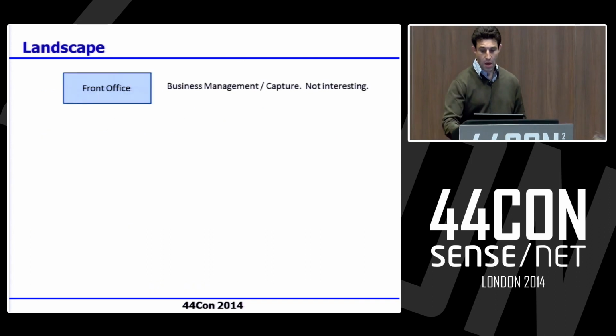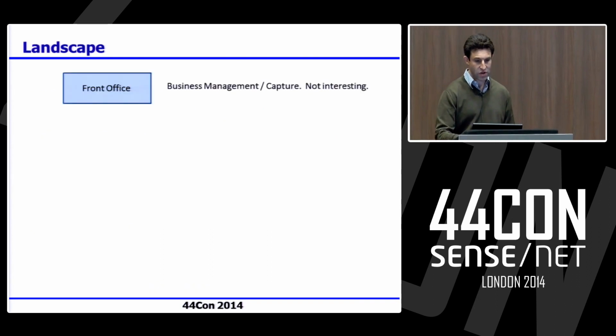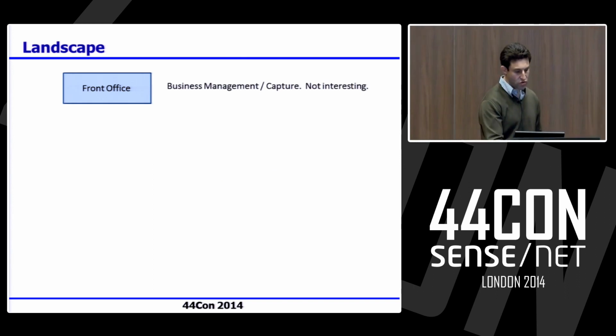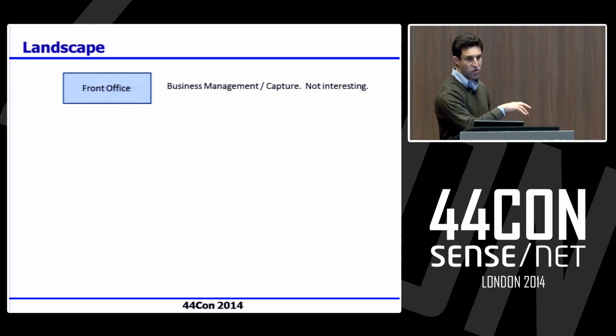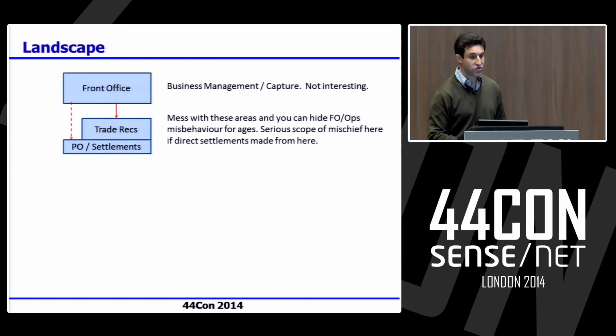So, the landscape. This is just basic context that you need to keep in your mind. Hold these thoughts. You've got the front office. This is generic. You do trading, I make a trade with you, or you build widgets, and in order to build widgets, you need to buy things, or you sell your widgets to somebody, whatever. There's a business process there. We don't care. It's not very interesting.